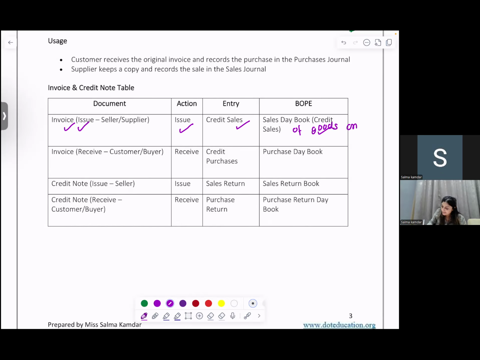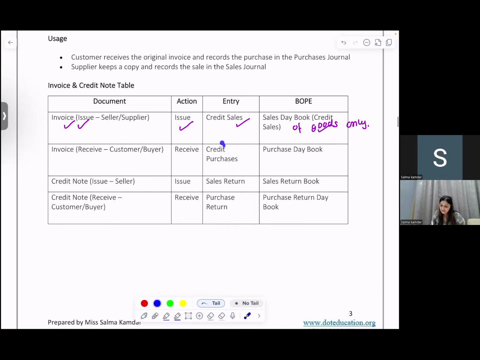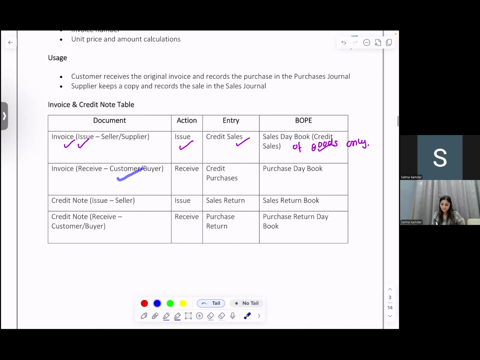only. If I am issuing the invoice, that means I have sold. So the person who receives it would record credit purchases. The entry that he would pass will be of the credit purchases, and he will record it in his purchase day book. Invoice is issued by the seller. It is received by the buyer. The buyer is my customer.